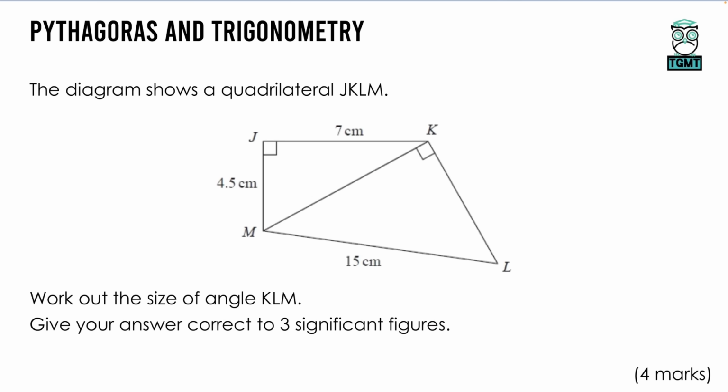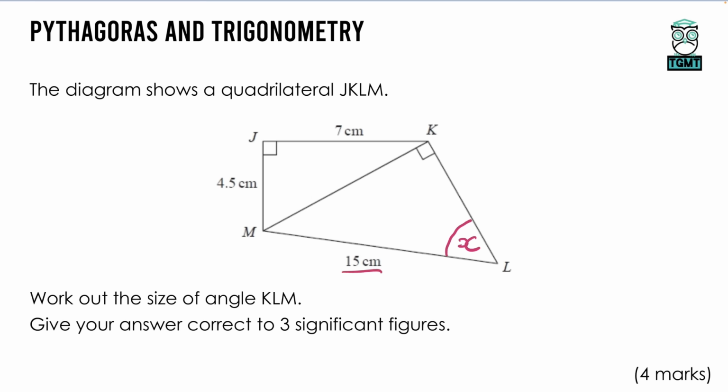So for this question, we have some right-angled triangles, and we're looking at Pythagoras and trigonometry. Now here it says work out the size of angle KLM, and KLM is this angle here. Now using trigonometry for right-angled triangles, we need at least two sides. So at the moment, we've only got the 15.